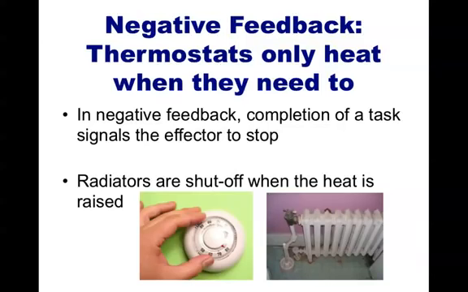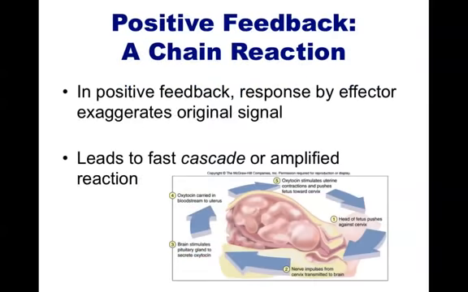Positive feedback is less common, but it is still sometimes found controlling systems in our body. In positive feedback, the response by the effector exaggerates the original signal. This leads to an amplified or fast response, otherwise known as a cascade effect. One example of this is blood clotting, where a leak in a blood vessel must be rapidly repaired. Contractions during labor also exhibit a positive feedback control strategy, leading to more frequent and more intense contractions during labor up until the moment of childbirth.